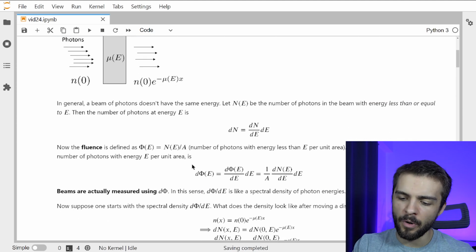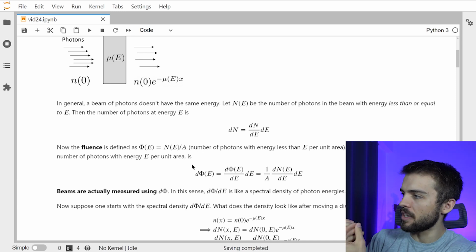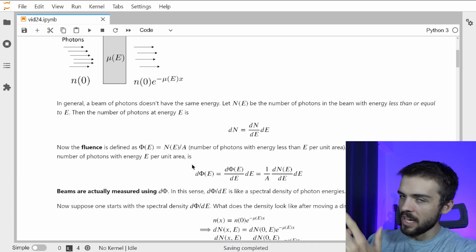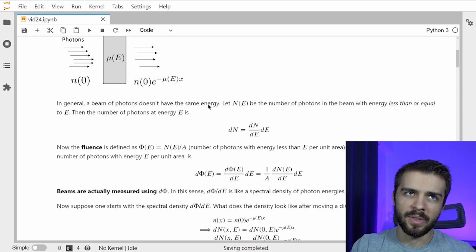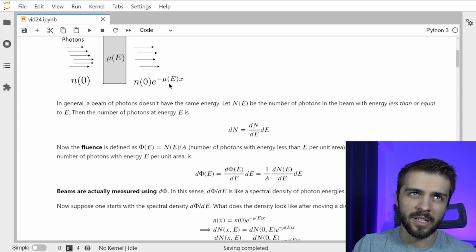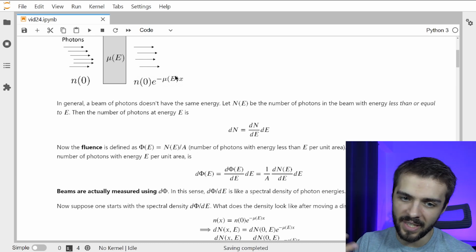But in general, a beam of photons doesn't have a constant energy. You send a beam of photons and there's a distribution of energy. Some are higher, some are lower. There's a standard deviation to the energy as well. And so, you know, this number of photons that comes out is dependent on μ, which is a function of E. But the number going in also, you know, there's a distribution in energy. So we have to consider all these facts.